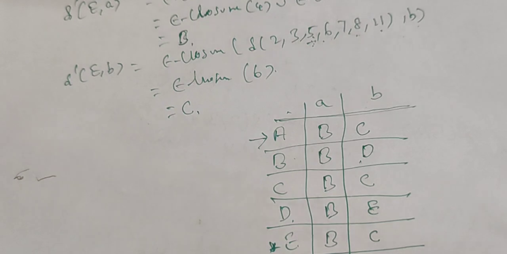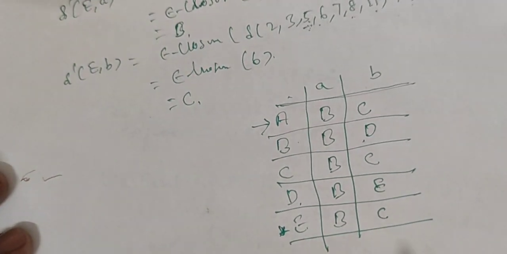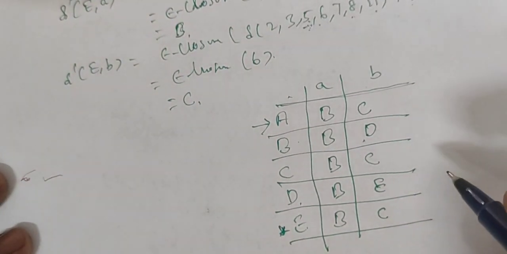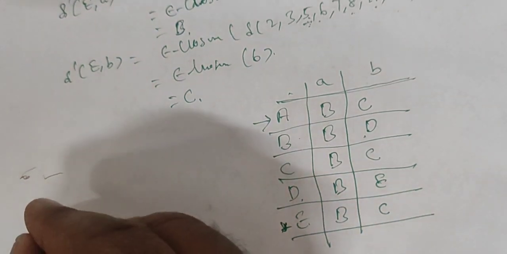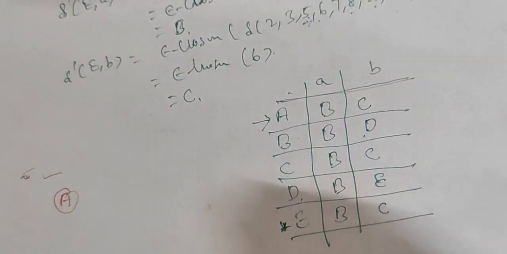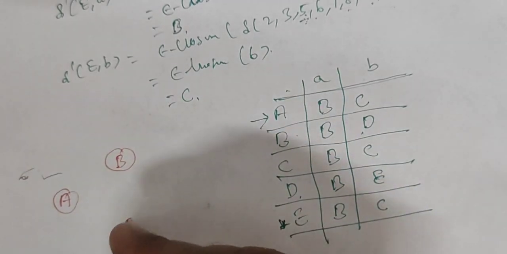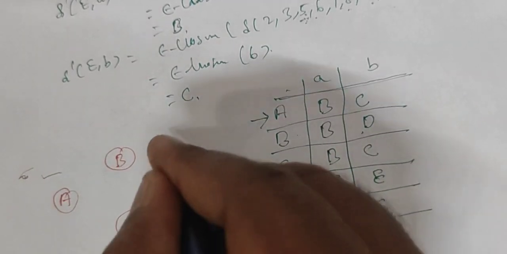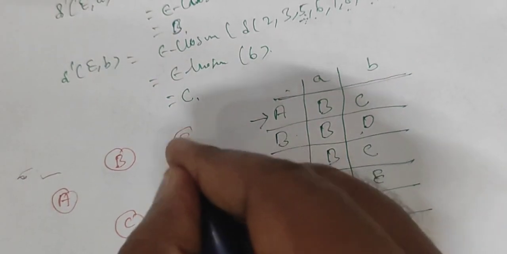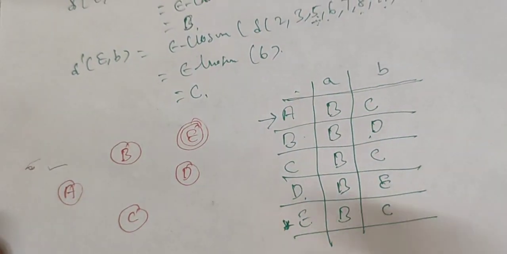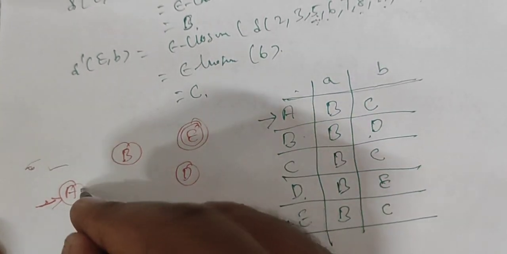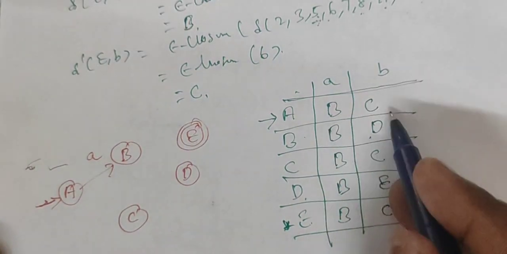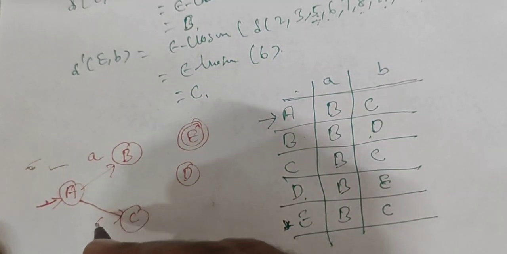Now we will construct this into a DFA diagram. We will take this table as a reference and construct a DFA diagram for this specific transition table. We have 5 different states here: A, B, C, D, and E. Let us assume that E is the final state. A is the initial state, so when A is applied, it goes to B. When B is applied on A, it goes to C.